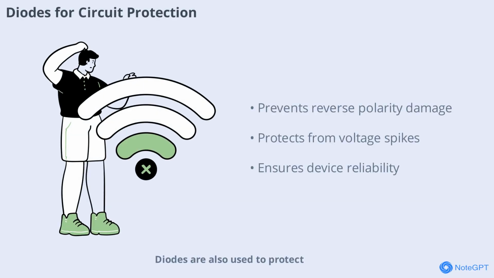Diodes are also used to protect circuits from voltage spikes and reverse polarity. For example, in automotive electronics, diodes prevent damage when a battery is connected the wrong way. They also protect sensitive components from sudden surges in voltage, ensuring the longevity and reliability of electronic devices.